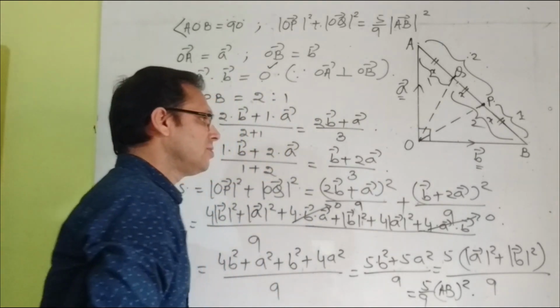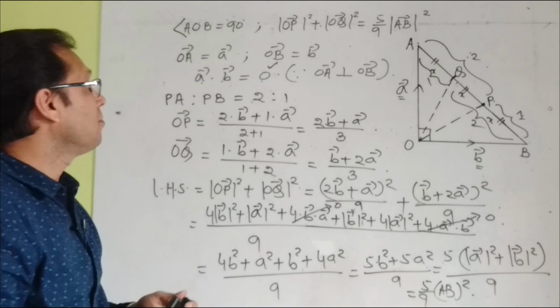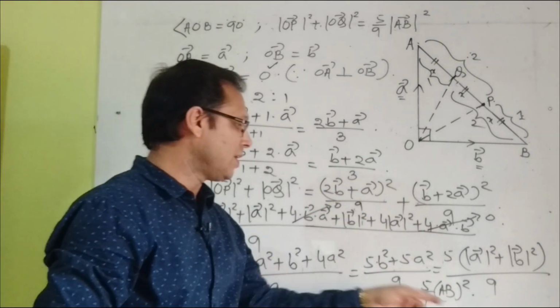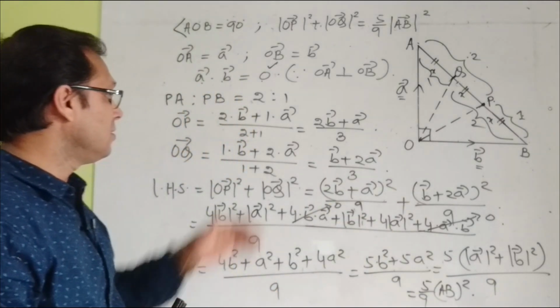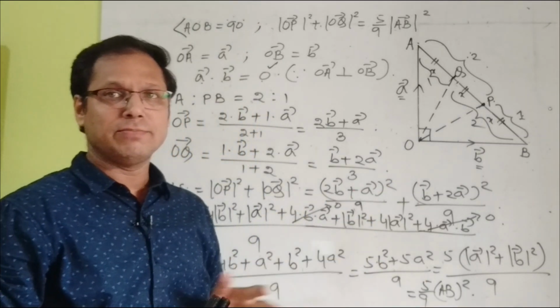Okay, so we have proved that OP square plus OQ square is equal to 5 by 9 AB square. In this way you have to prove it: analytical proof, that is proof by vector method.